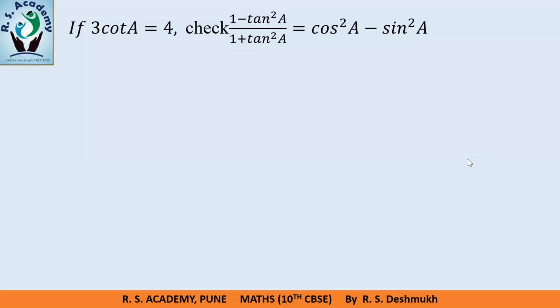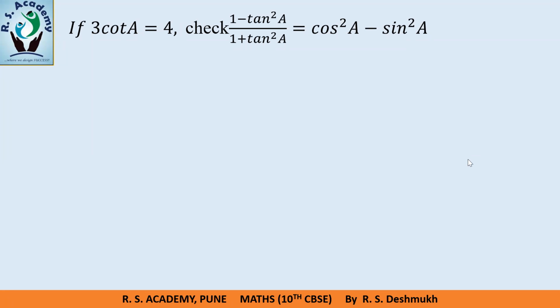So dear friends, we are coming to question number 8 in exercise 8.1. If 3 cot A is equal to 4, check whether (1 minus tan square A) upon (1 plus tan square A) is equal to cos square A minus sin square A or not.